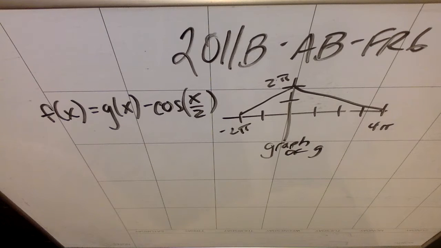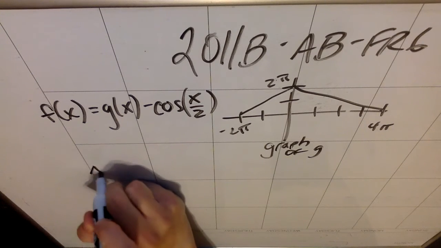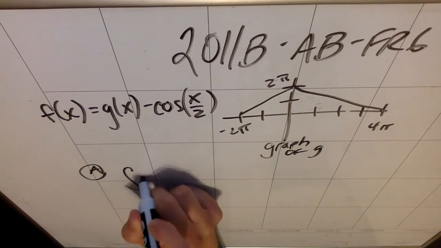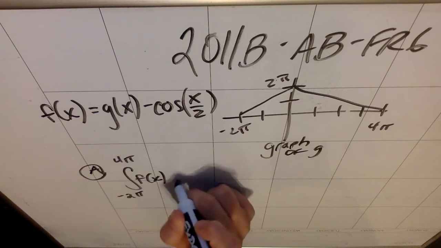And let f of x be defined as f of x equals g of x minus the cosine of x over 2. Part A, find the integral from negative 2 pi to 4 pi of f of x dx. Show the computations that lead to your answers. So in part A, I want to integrate f of x from negative 2 pi to 4 pi with respect to x.